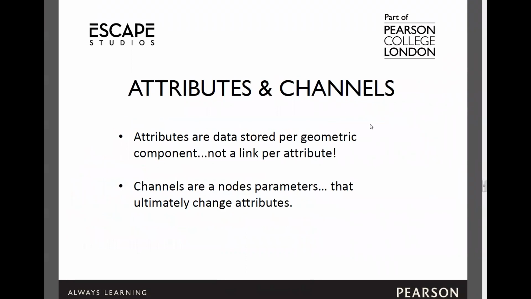It's all about these attributes. These attributes are data stored on the points, and the channels are the parameters on the nodes themselves that can ultimately change the attributes. For example, you might have a transform node, and you might scale it up. Ultimately, scale will move the point positions to a different point in space, so it will update the position attribute of the points.